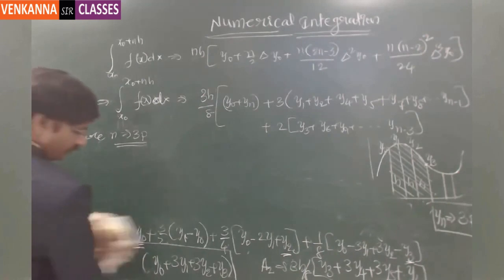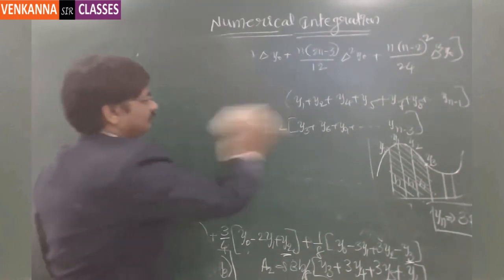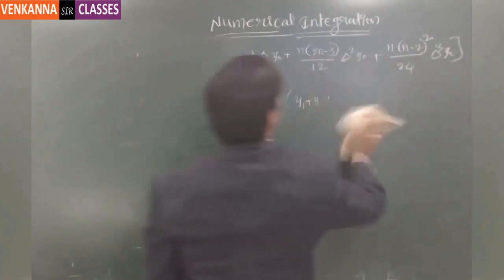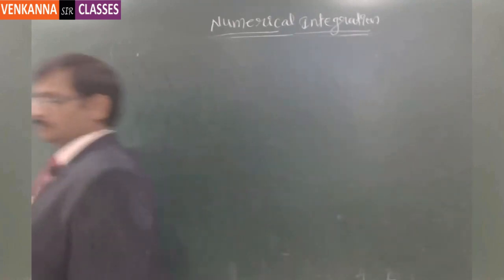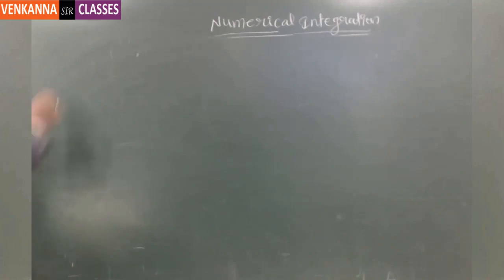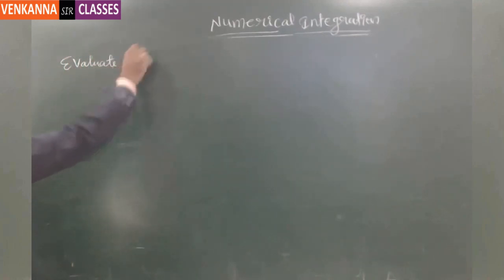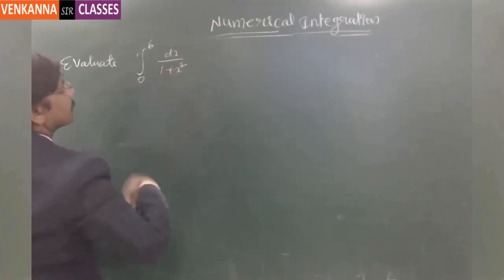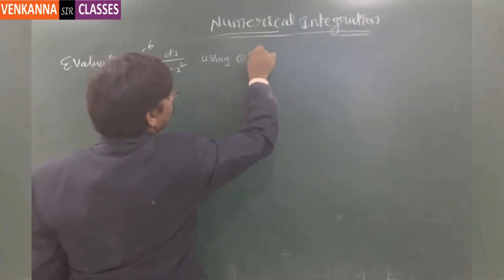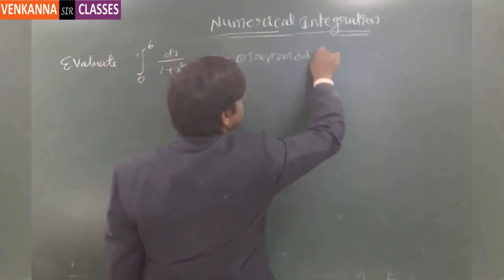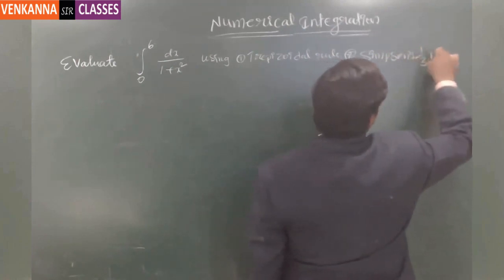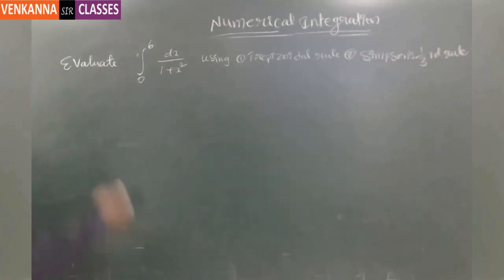Okay. So note down one problem. Evaluate integral 0 to 6 dx by 1 plus x square using trapezoidal rule, and the second one Simpson's 1/3 rule, and the third one is Simpson's 3/8 rule.